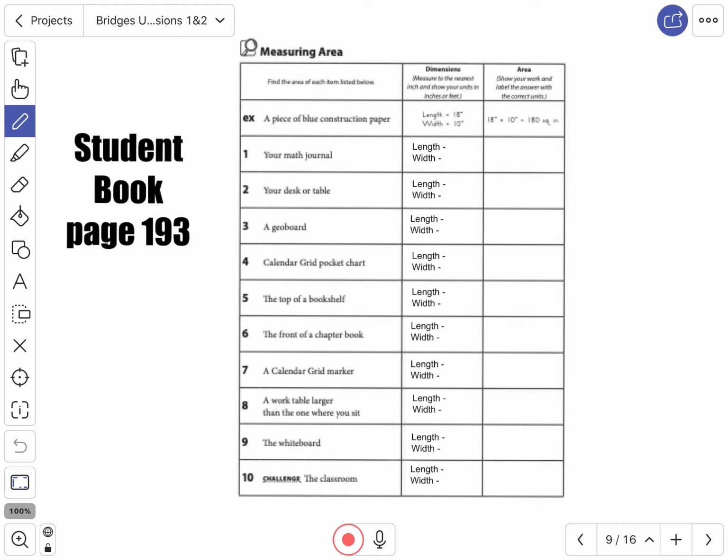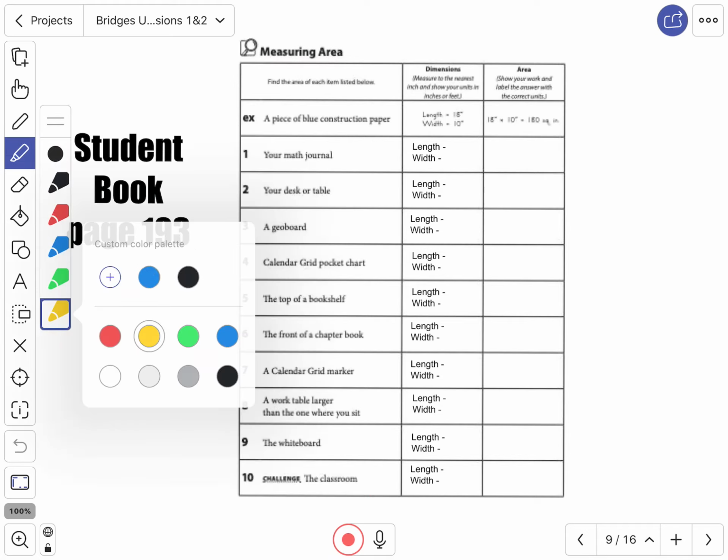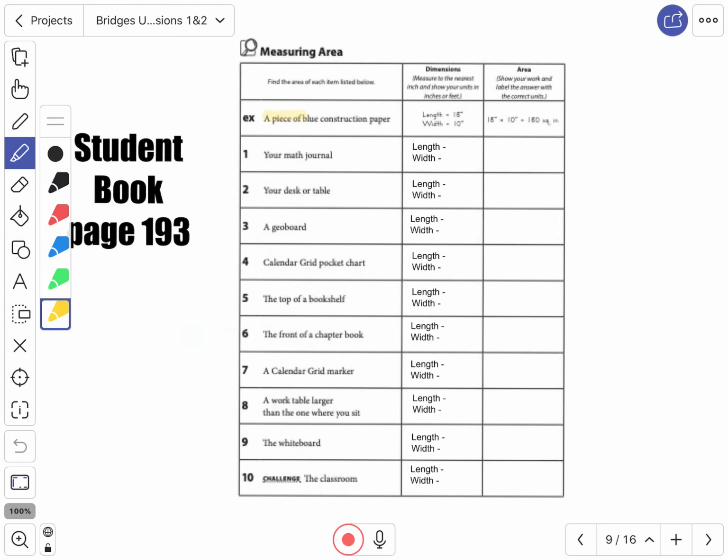Okay, so I want to show you something first before we start. That a piece of blue construction paper, the length is 18 inches, the width is 10 inches, okay? To find the area, we would put 18 times 10, and that would be 180 square inches.